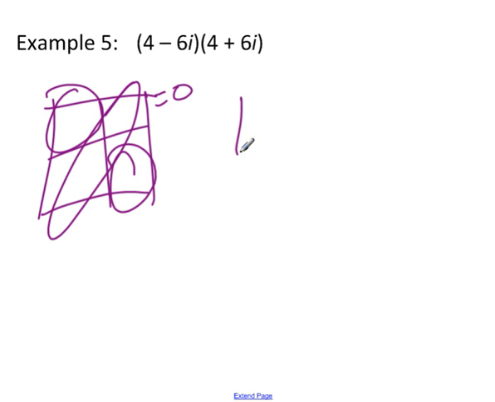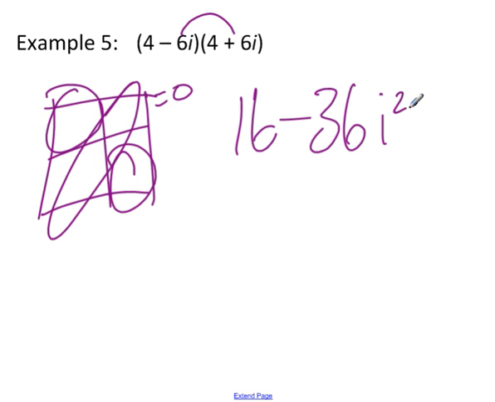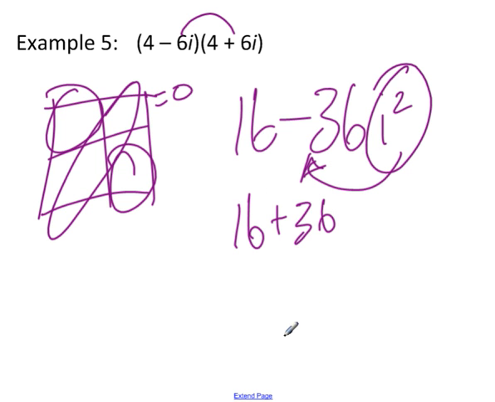4 times 4 makes 16. 6i and 6i is going to make minus... Oh, goodness. I just got myself all confused there. 6i times 6i is minus 36i squared. I apologize. So, are we done? No. i squared is going to change that to a 16 plus 36, which gives us our 52.